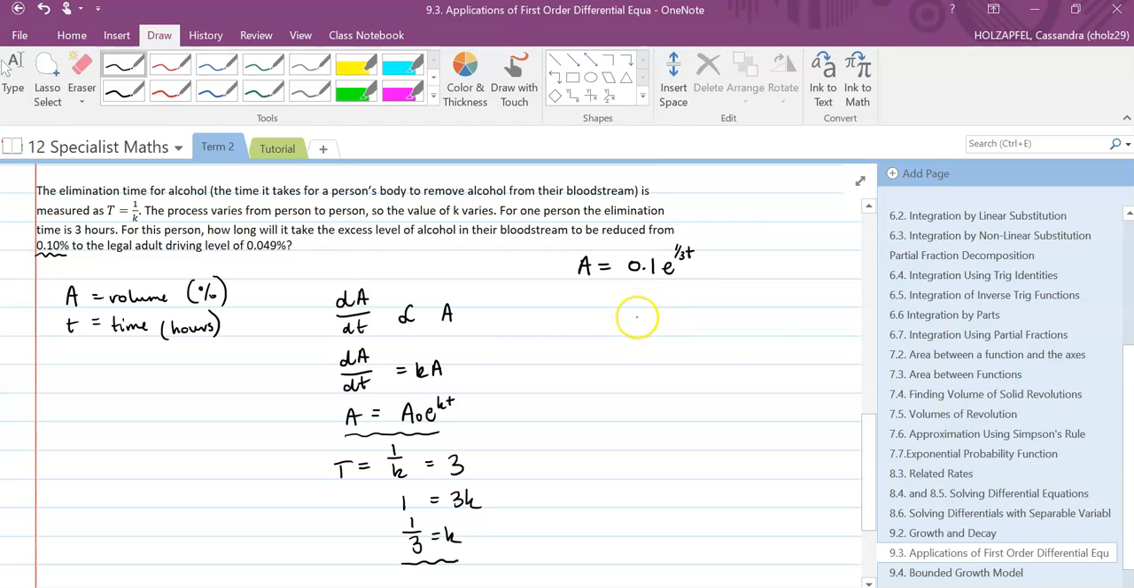Okay, so let's go ahead now and use this formula to answer this question. How long will it take the excess level of alcohol in their bloodstream to be reduced to this value here, or less than 0.05?